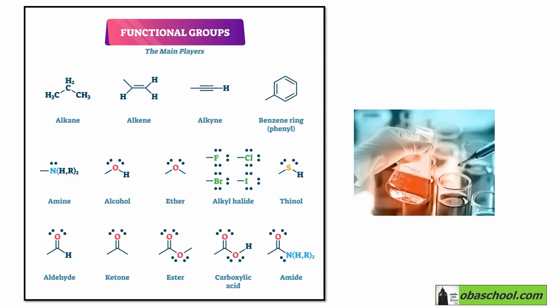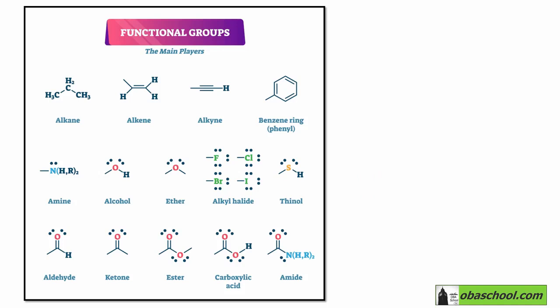Actually, the functional group reacts in the same way whatever the length of the hydrocarbon chain. So for example, if we learn the reaction of one alkene, such as ethene, we can apply this knowledge to any other alkene. Now we will be examining the main functional groups.